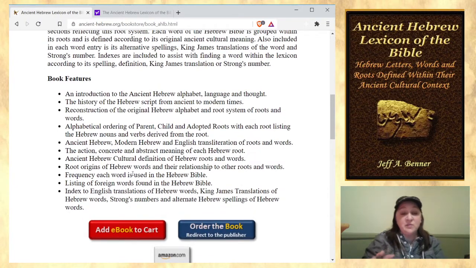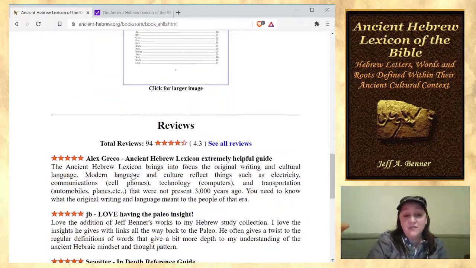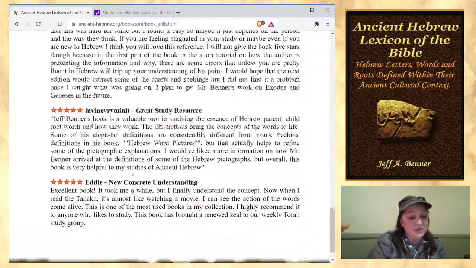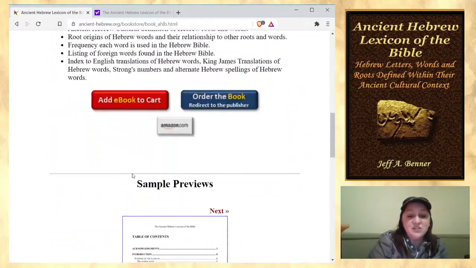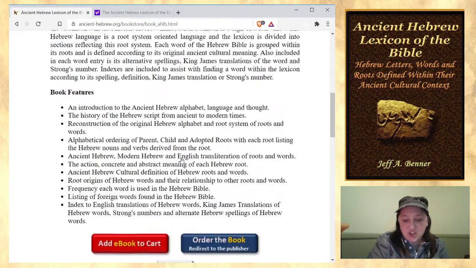So those are some of the book features. And down at the bottom of this page, you can read some reviews that people have left and get kind of like a preview of the book and click for larger image and stuff like that.